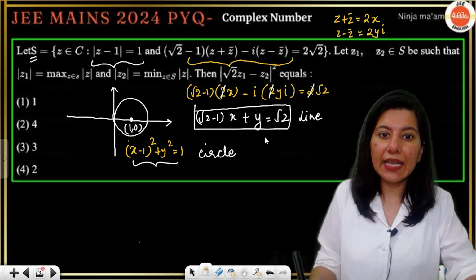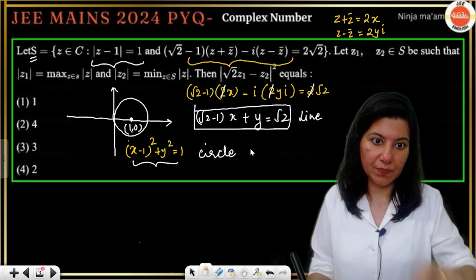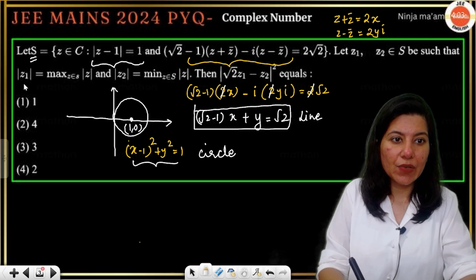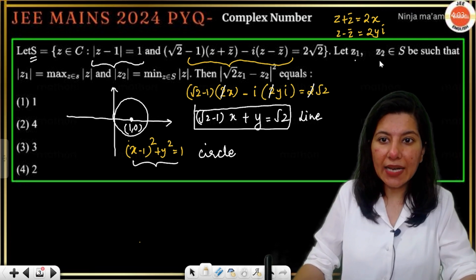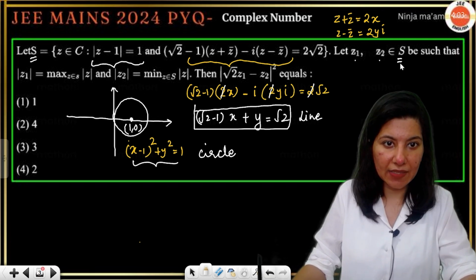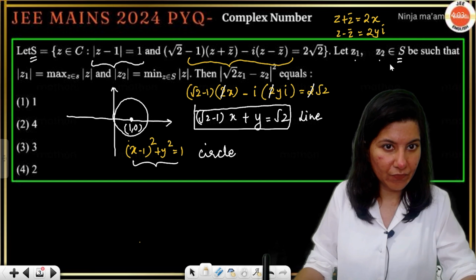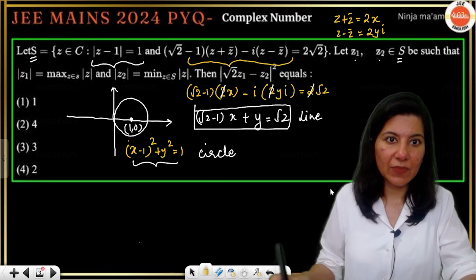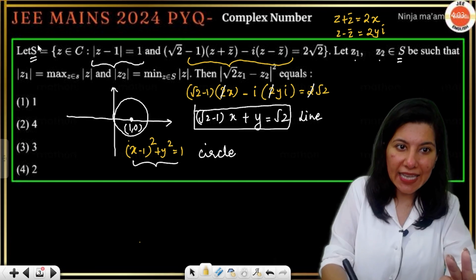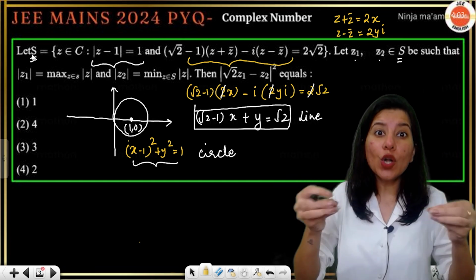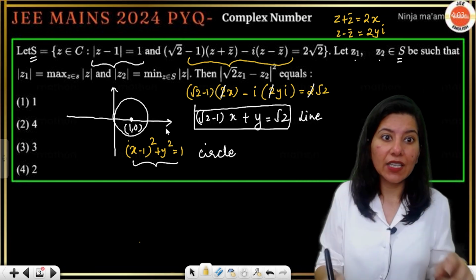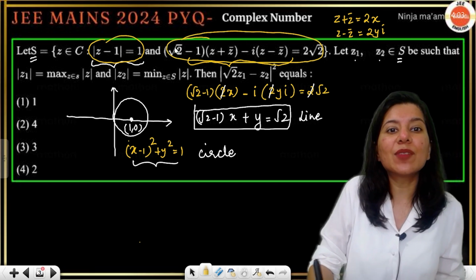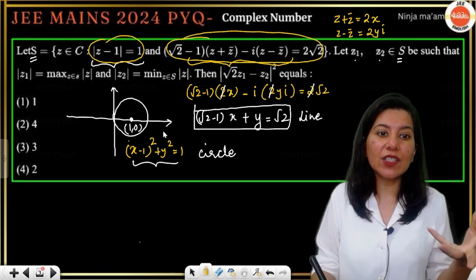Okay. Line and circle are right here. Cool. Now what they are saying is Z1 and Z2 belong to S. So basically what we are looking for, if you carefully read the question, is that this set S has all those points Z which are lying on the circle and which are lying on this line. That means the common points of circle and line.